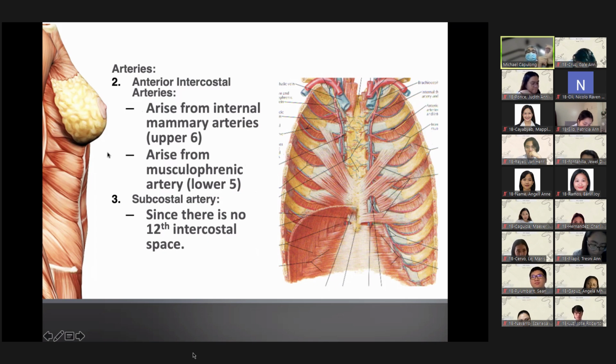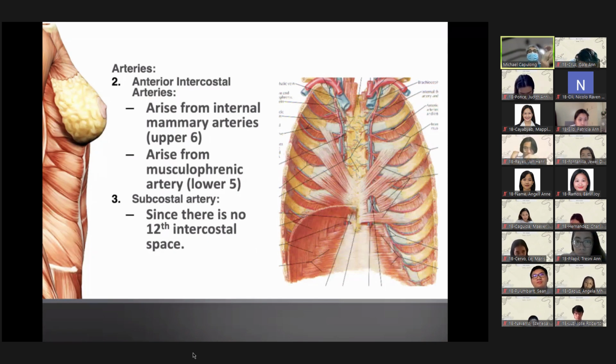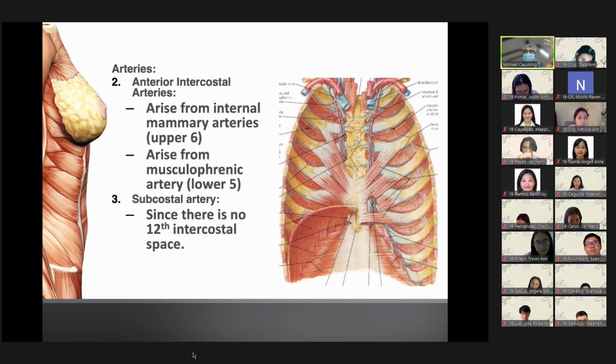Your anterior intercostal arteries, this will come from your internal thoracic or your internal mammary artery. So here. So this is subdivided into an upper 6 coming from your internal mammary artery, and the lower 5 will come from your musculophrenic arteries. Now remember this one, no? So yung sa lower rib natin, the floating ribs natin, since you have no 12th intercostal space, so wala. No? So wala tayo. You don't see any artery there.